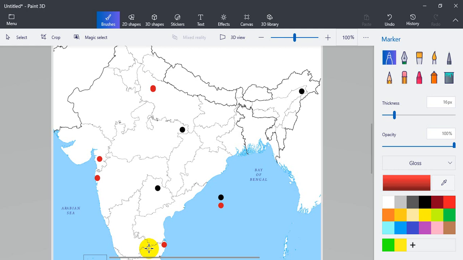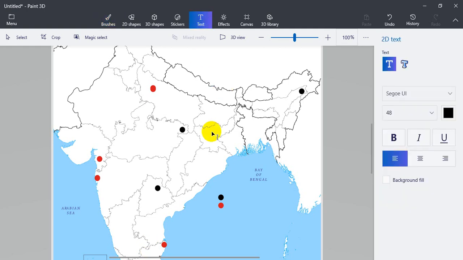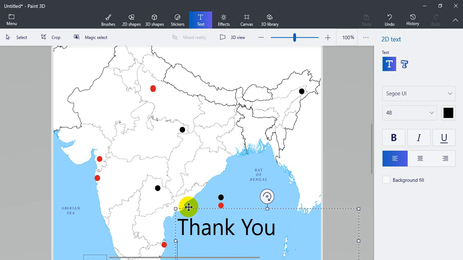So please do the work in your map book and complete each and every map pointing according to the portion that I have completed. If you have any doubts, just without any hesitation, mention it in the comment section.